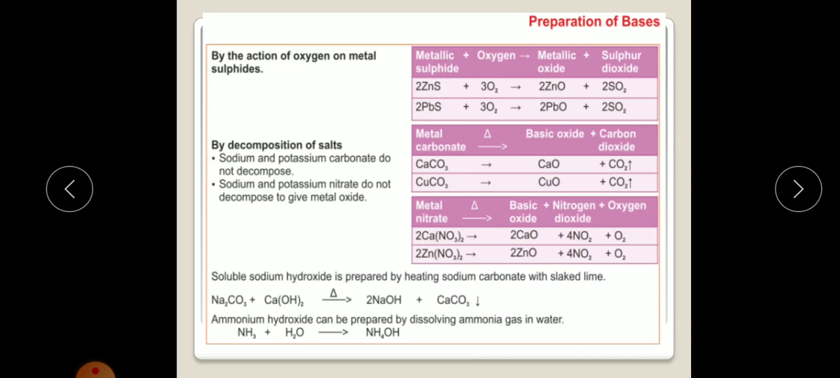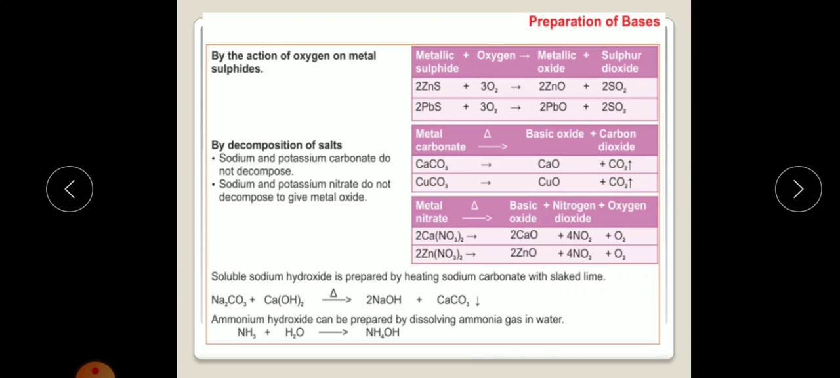Other preparations, we have to see by the action of oxygen on metal sulfide. If you have metal sulfide, when you react it with oxygen, it will form metallic oxide plus sulfur dioxide. Example, zinc sulfide reacts with oxygen to form zinc oxide and sulfur dioxide, and these are bases. Similarly, we can also produce bases by decomposition of metal carbonate and metal nitrate. Metal carbonate, say for example calcium carbonate, on heating will give you calcium oxide plus carbon dioxide. So calcium oxide is a base. Similarly, copper carbonate gives copper oxide and carbon dioxide.